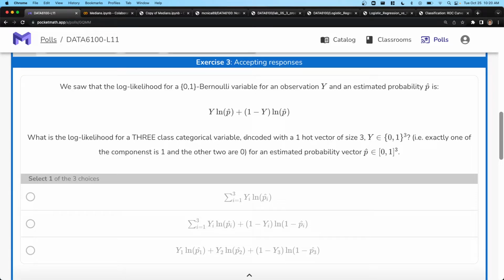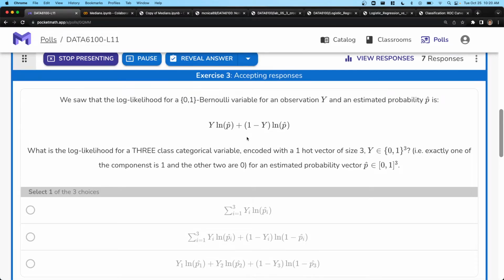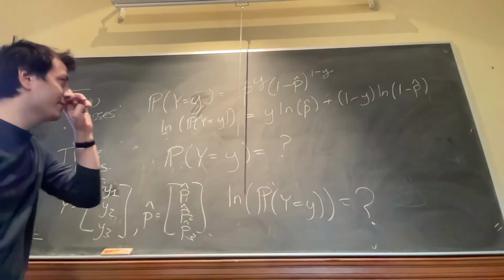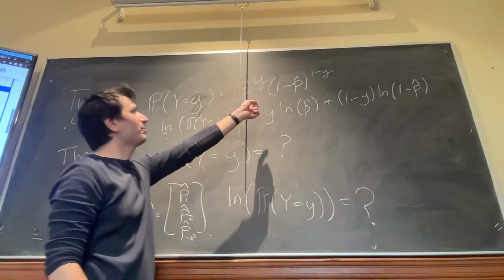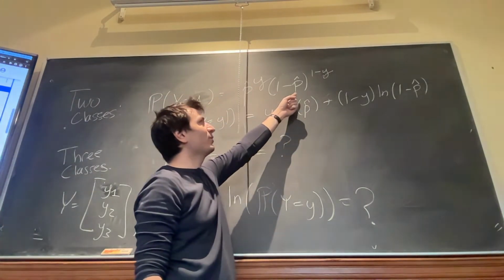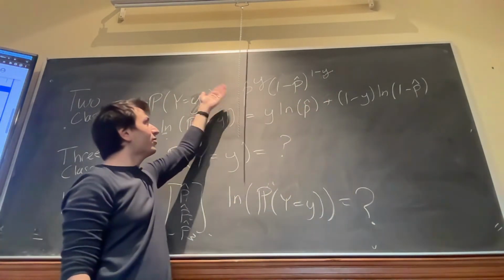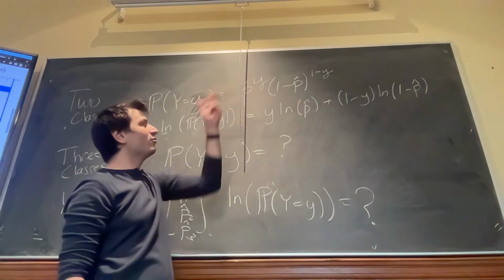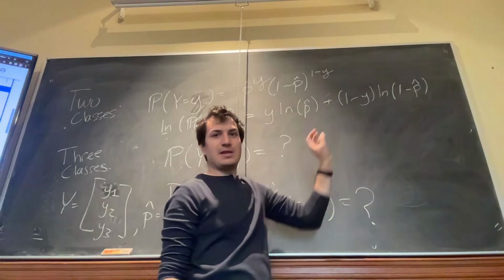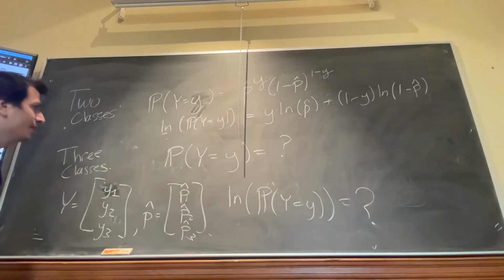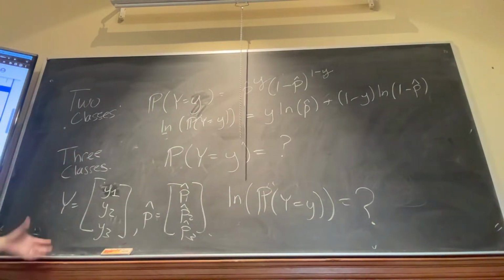Okay, so this is the setup that we have in this problem, and we've already done the 2 class situation before, so that was in one of the videos. When you have 2 classes, the probability that y equals y is p hat to the y times 1 minus p hat to the 1 minus y. So it's either p hat or 1 minus p hat, depending on if y is 0 or 1. And then when you take the log, you get the sum of 2 terms that is like the cross entropy loss.